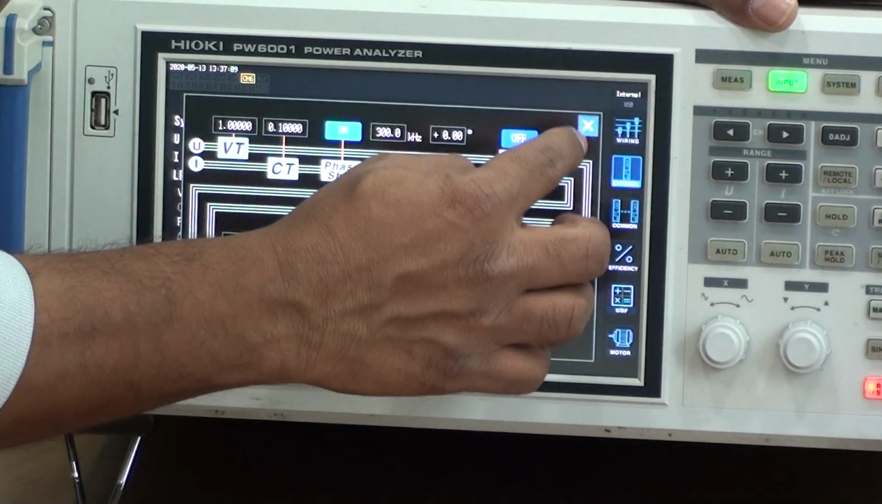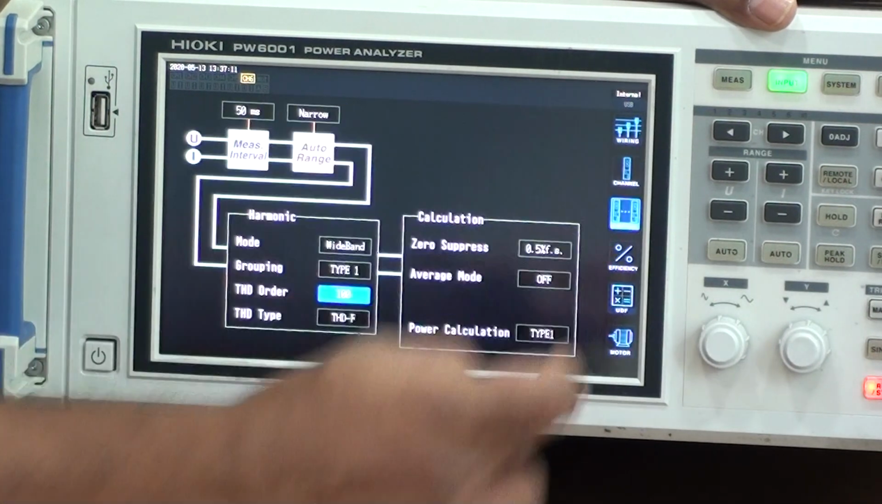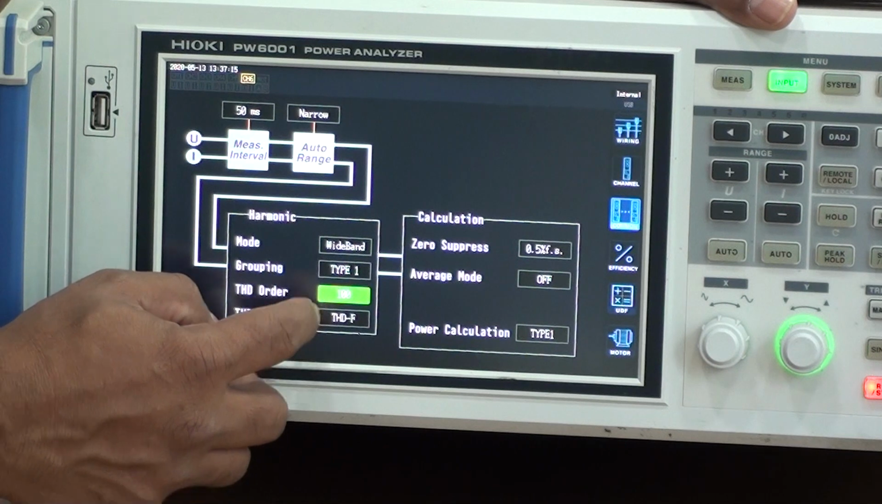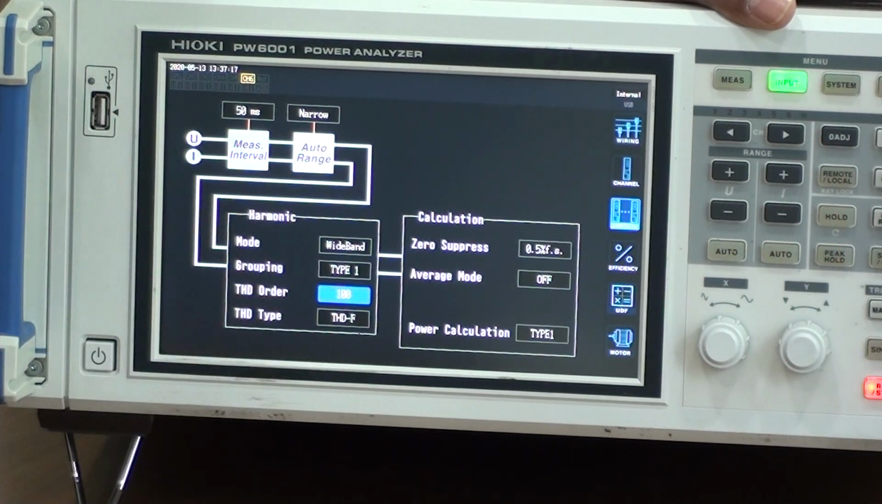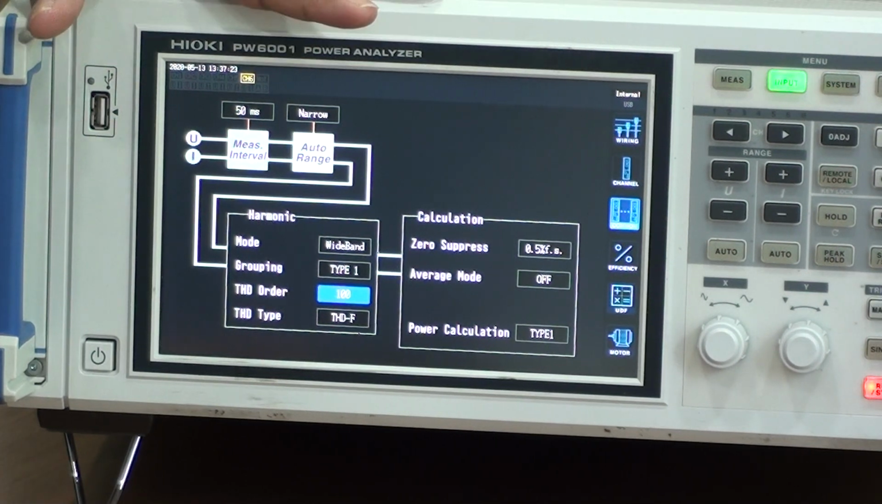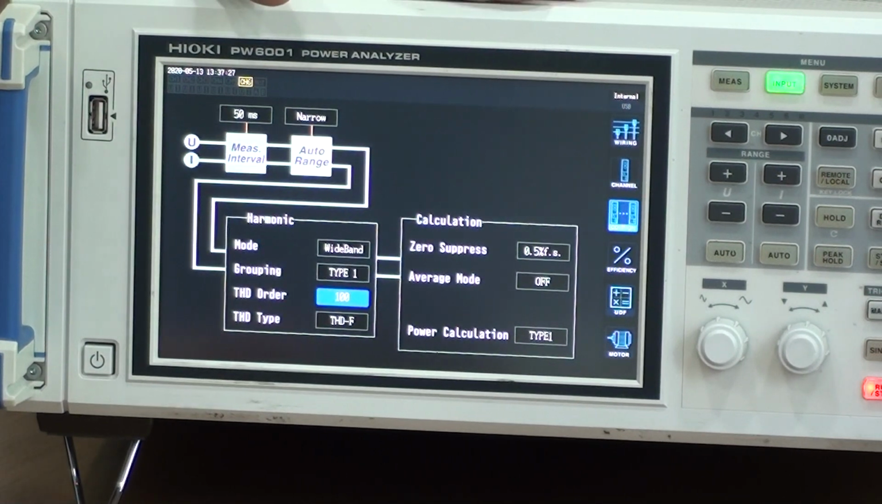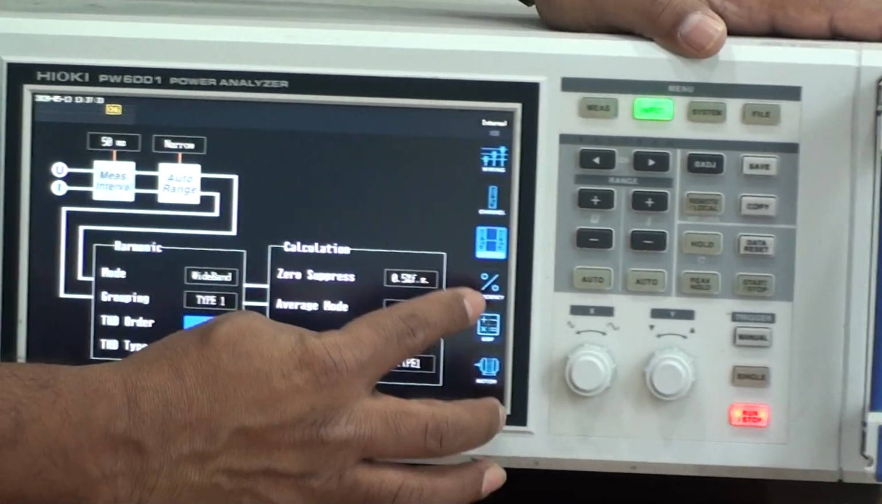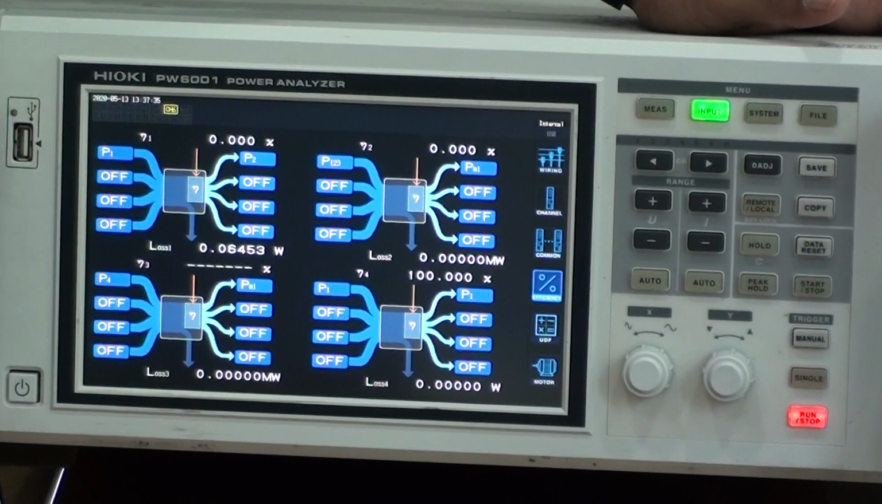So coming back to the common section, we have harmonics that can go up to 100 orders. We also have FFTs that can go up to a bandwidth of 1.5 megahertz. This equipment is, like I said, an 18-bit instrument with 5 megasample sampling and a bandwidth of DC to 2 megahertz. Okay, so we also have an efficiency section here.